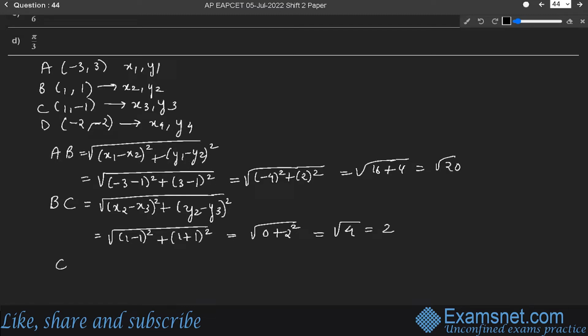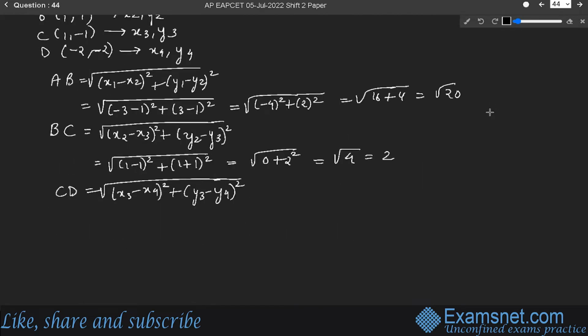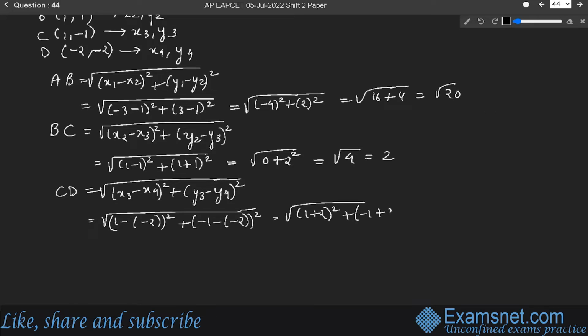Which is equal to 2. Similarly, CD will be equal to under root of (x3 minus x4) square plus (y3 minus y4) square. On substituting the value here, we will get under root of (1 minus minus 2) whole square plus (minus 1 minus minus 2) whole square, which will be equal to (1 plus 2) whole square plus (minus 1 plus 2) whole square, which is equal to 3 square plus 1 square. That is 9 plus 1. So it is equal to under root of 10.